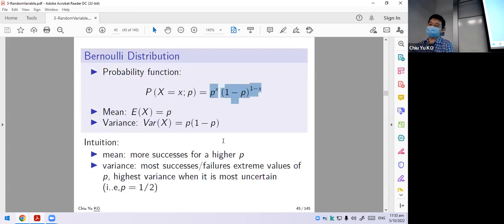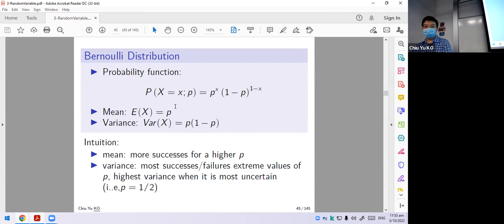Because when x equals 0, the first term, p to the x, is 1, and the other term is 1 minus p, because 1 minus 0 is 1, right? When x is 1, the first term is just p, and the last term is just 1, because 1 minus 1 is 0, raised to the power 0 gives you 1, okay? So that is this function, right?